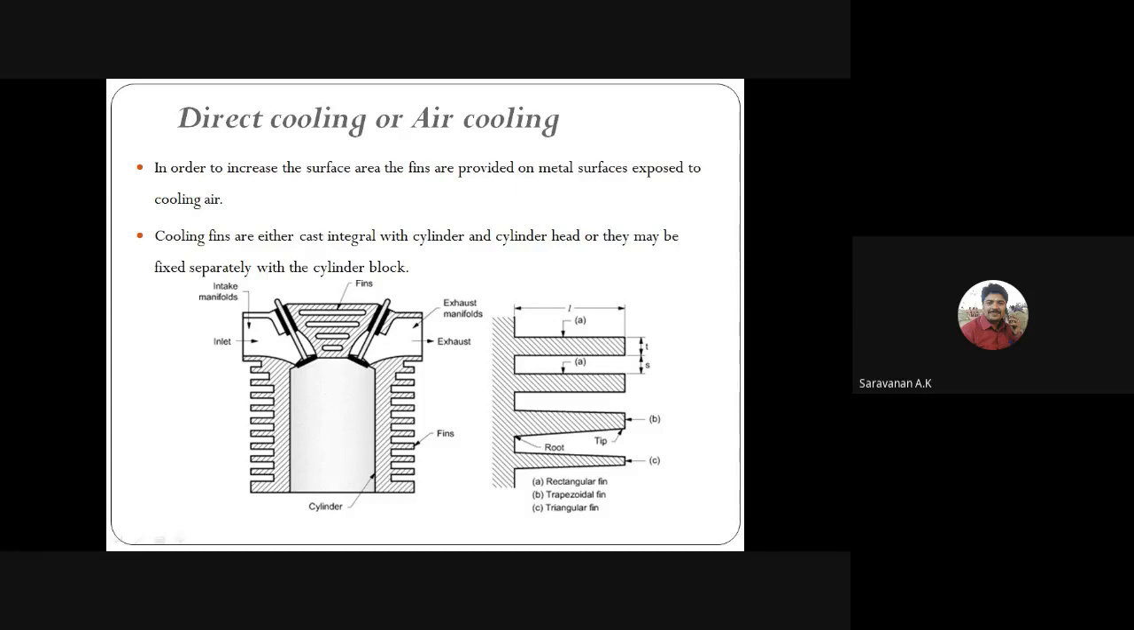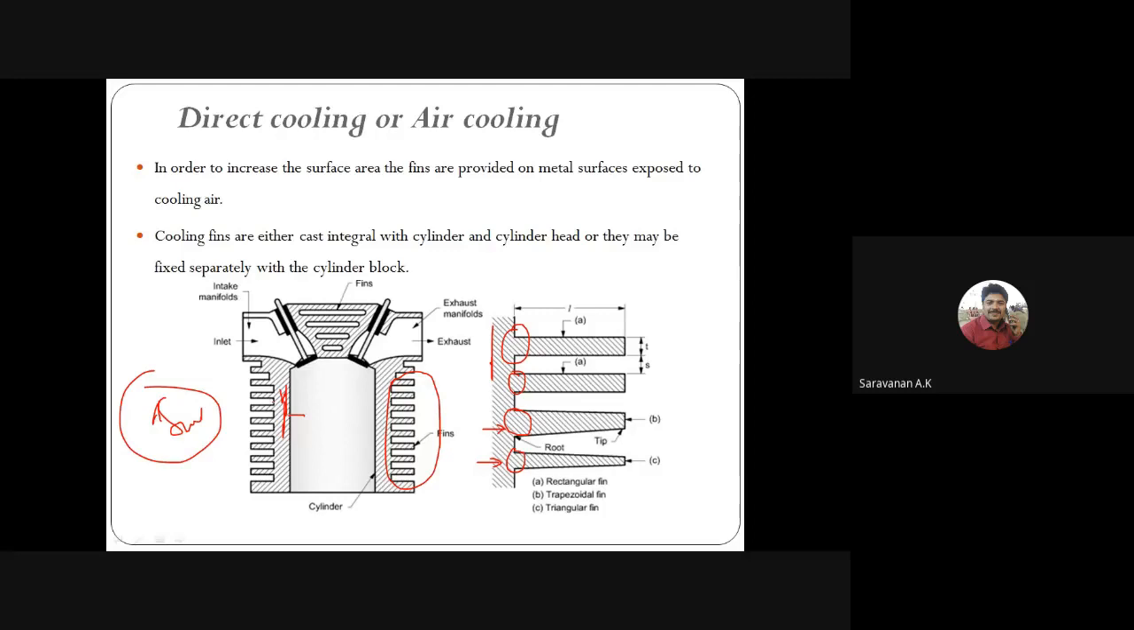Here you can see in the engine, the heat will be dissipated from this direction. This is the cylinder wall, and in this diagram you can see these are the fins. The heat is transferred from the combustion chamber to the cylinder wall, and that heat has to be reduced. That heat has to be transferred to the surroundings, which is here.